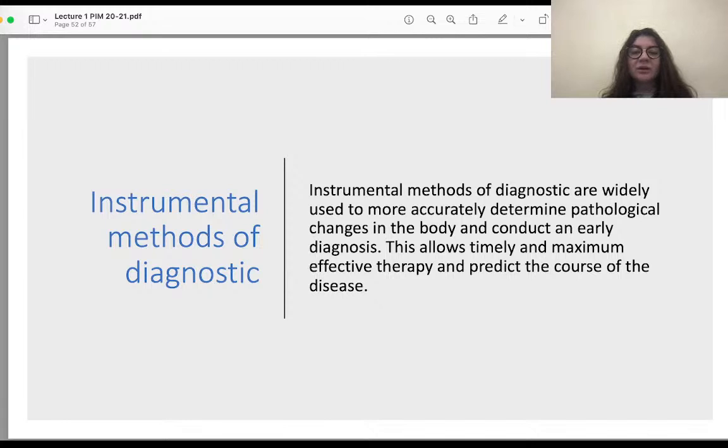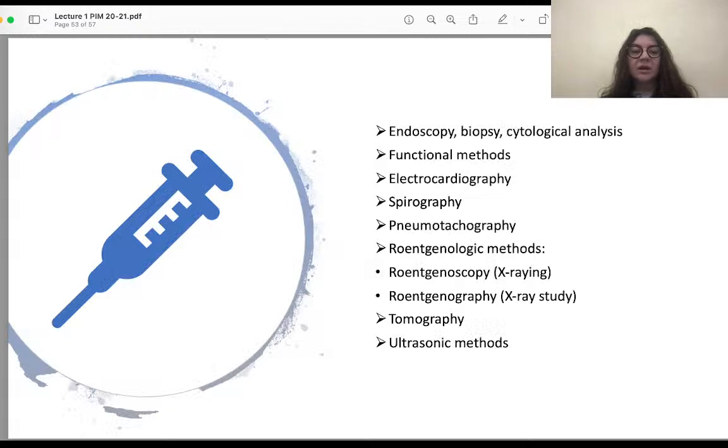Instrumental methods of diagnostics are widely used to more accurately determine pathological changes in the body and conduct an early diagnosis. This allows timely and maximally effective therapy and predicts the course of the disease. What instrumental tests can we use?